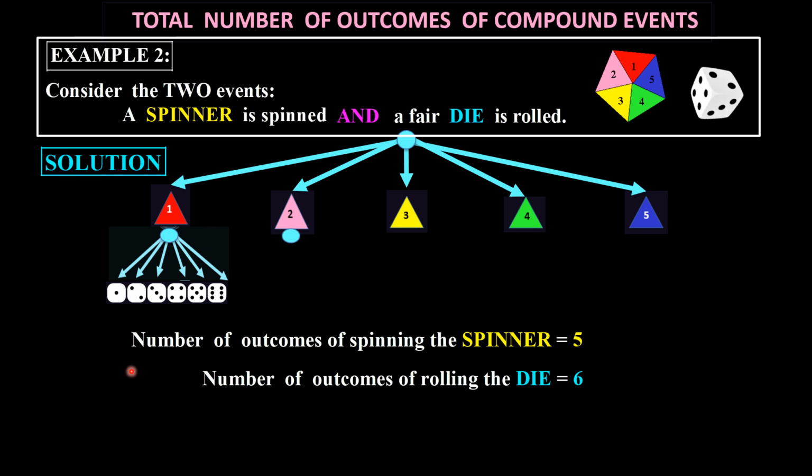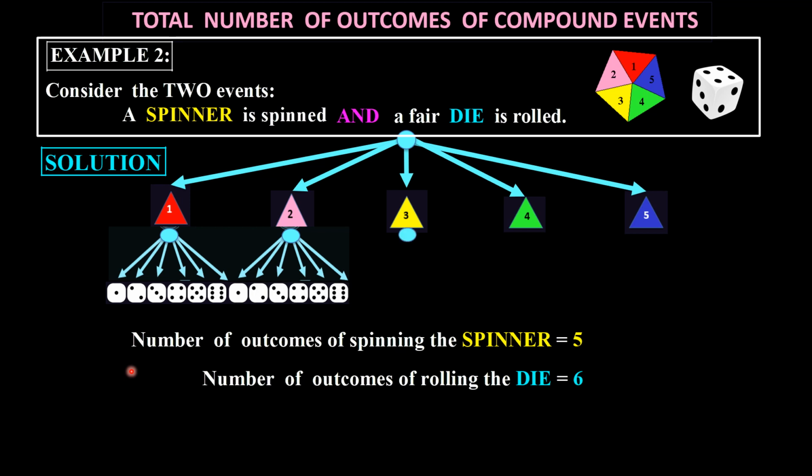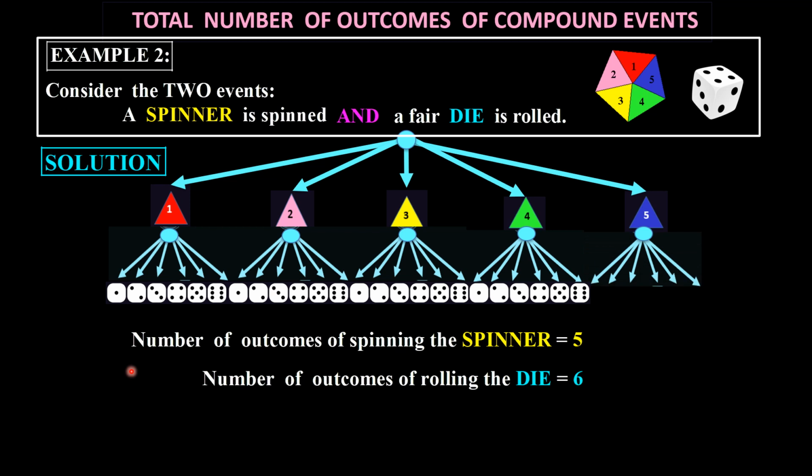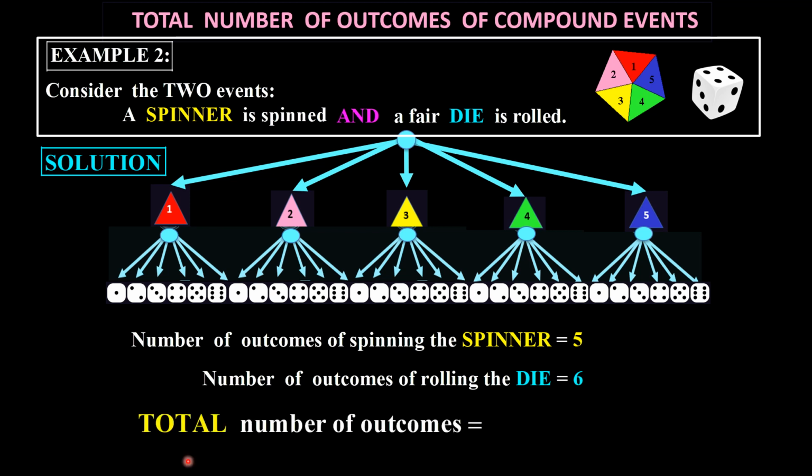And similarly, I can find exactly the same outcomes associated with 2, and then with 3, and then with 4, and then with 5, right? So now we want to find the total number of outcomes. If we now look at the total outcomes of spinning and rolling a die, we can see there we have 6, and then another 6, which is 12, and another 6, which is 18, and then 24 and 30. So the total number of outcomes here is 30, right?